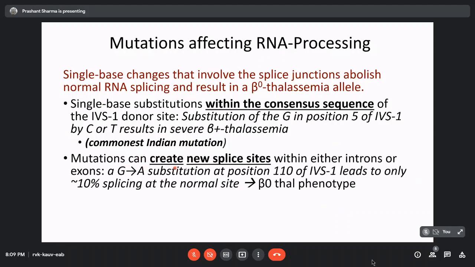Mutations can also sometimes create a new splice site. So what happens is that the original splice site is undisturbed, but instead a new splice site gets created by the mutation at another place, which can be either in the intron or an exon. And I'll just show you an example at position 110. So what happens is that if these new splice sites are more attractive to the spliceosomal complex than the original one, then they will be used preferentially.